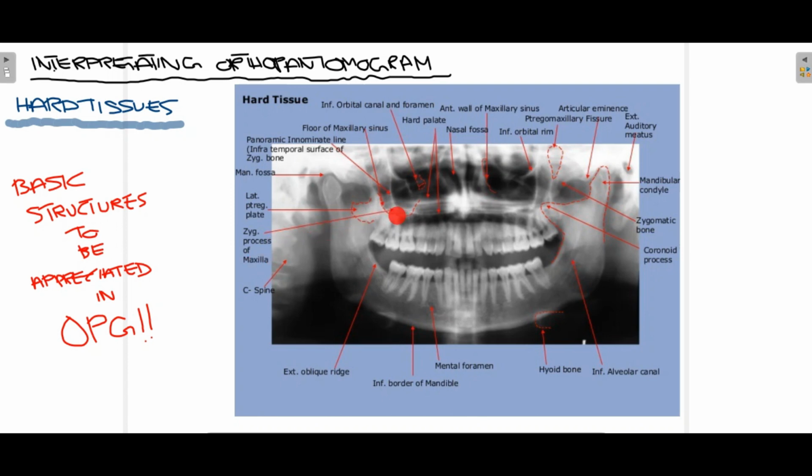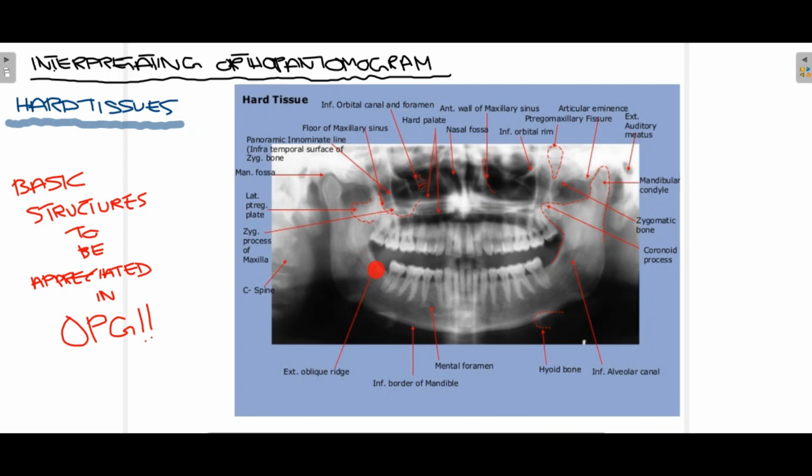You can see this structure. Although these structures are superimposed on each other, sometimes they are visible clearly and sometimes they are not visible as clearly. This over here is the cervical spine. Because this is a panoramic image, the entire structures are visible as far as possible. Here you can see this is your entire mandible.